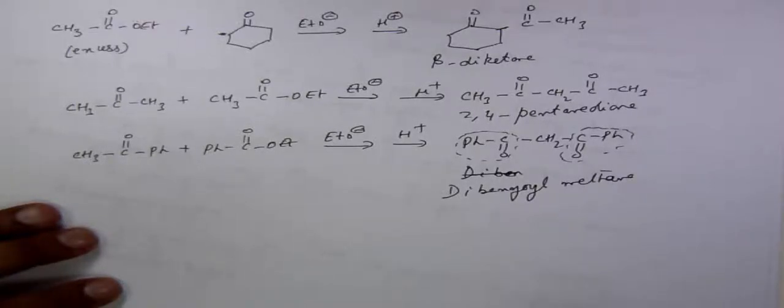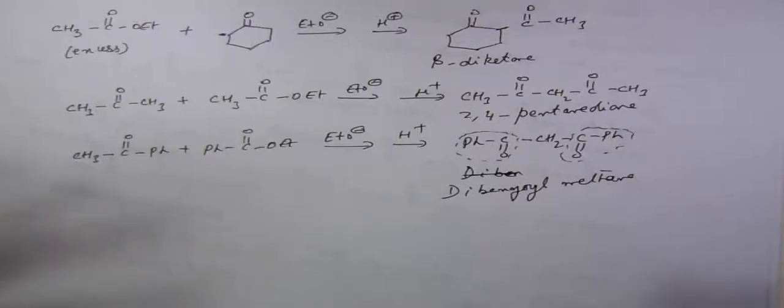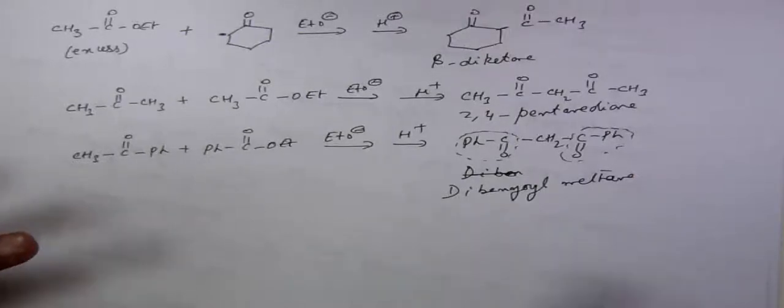So that finishes the cross Claisen ester condensation. In part 3 we're going to look at the intramolecular Claisen ester condensation, called the Dieckmann condensation. Thanks for watching.